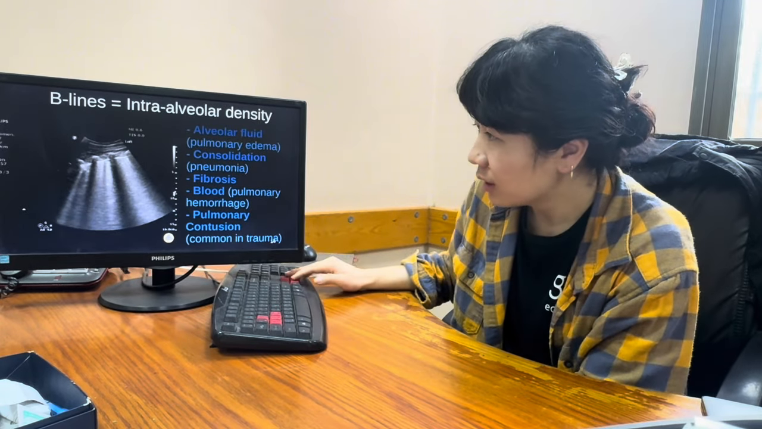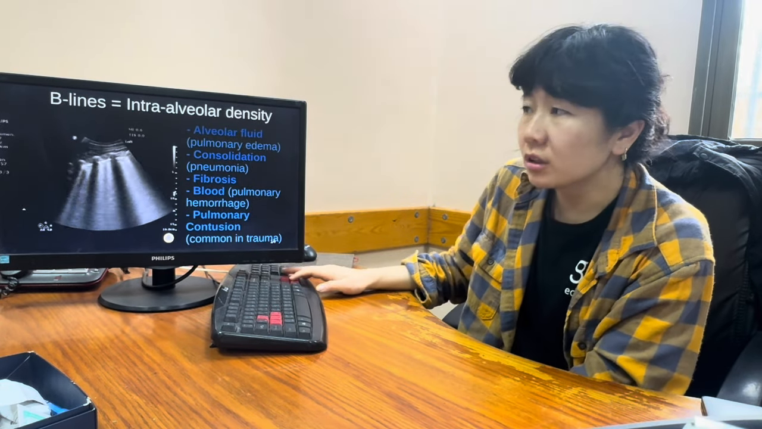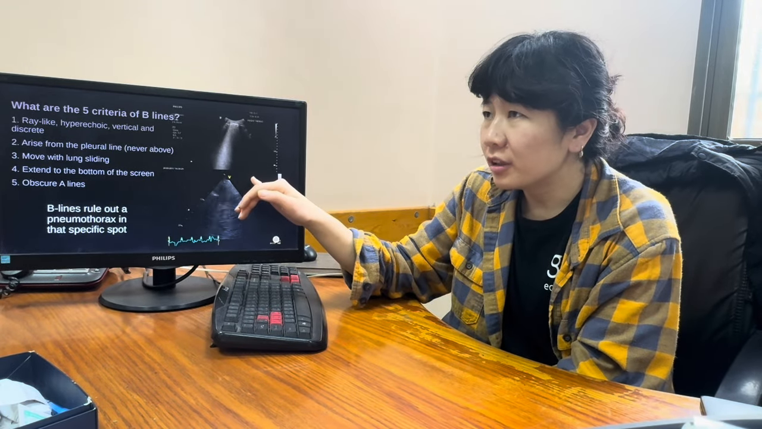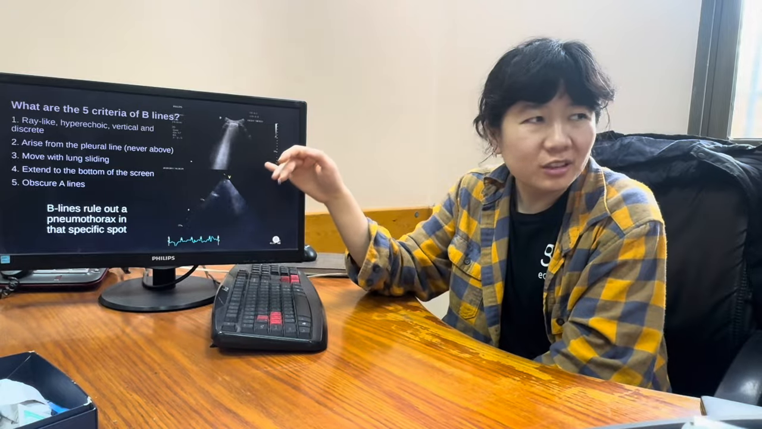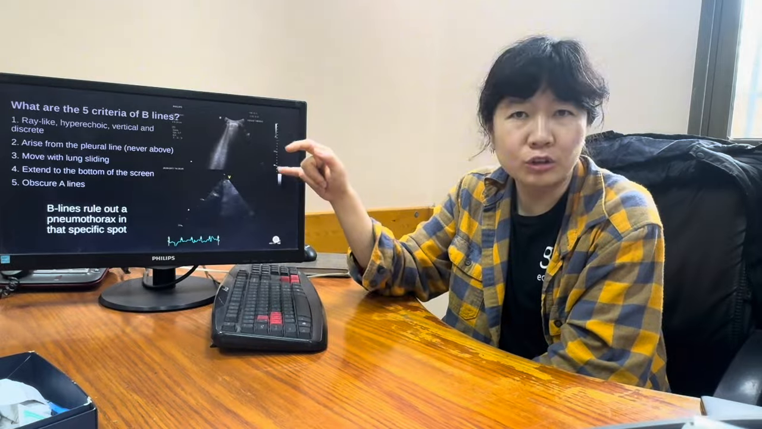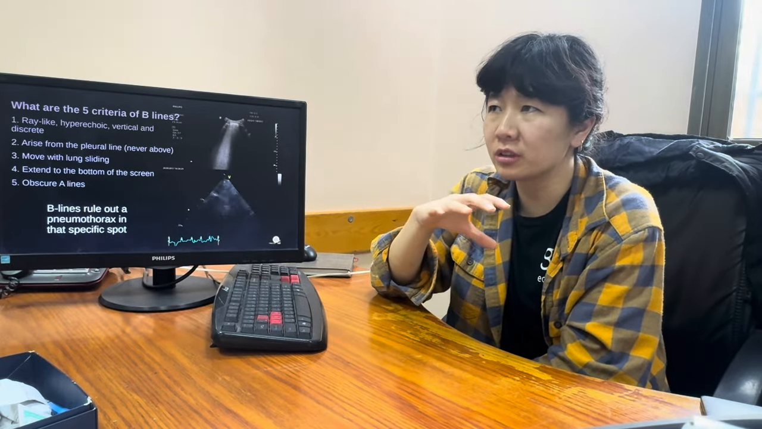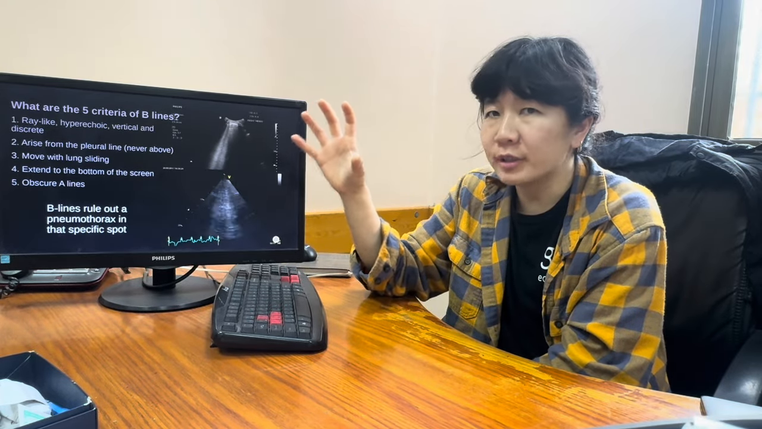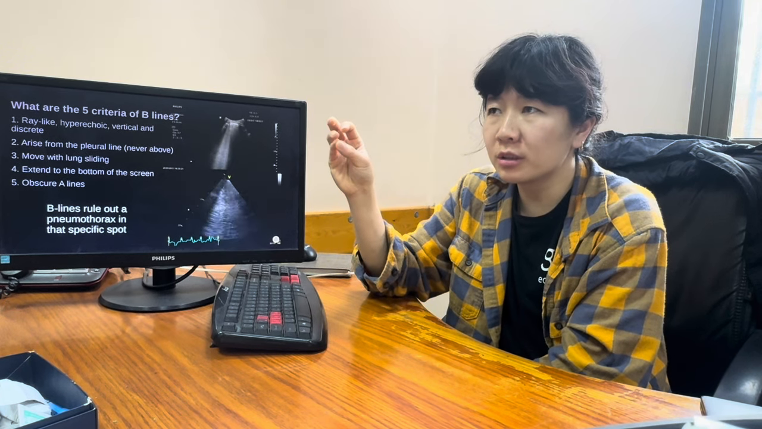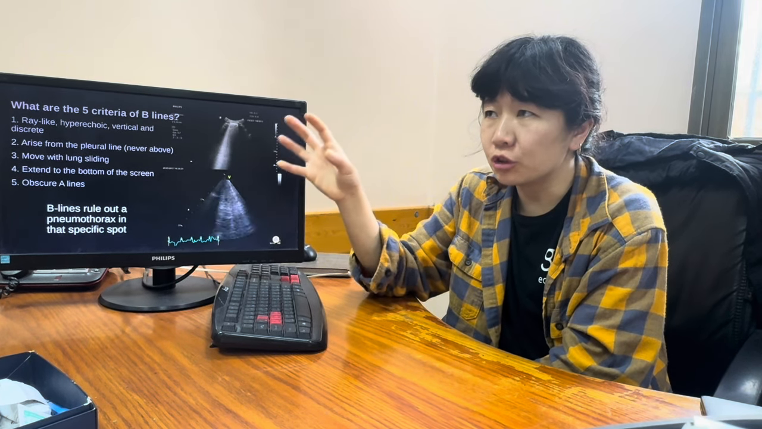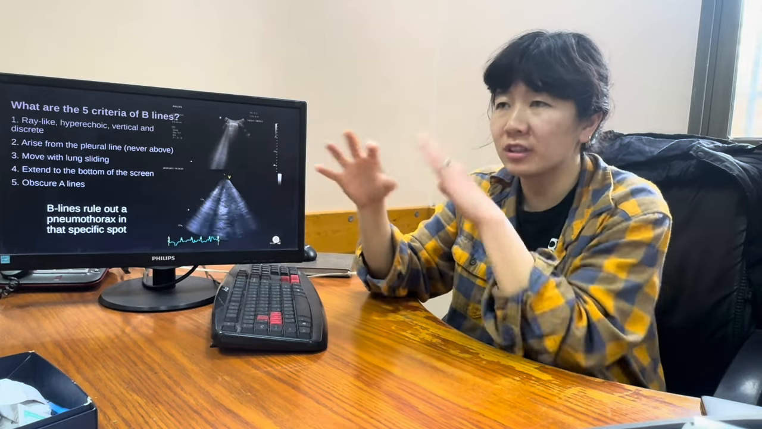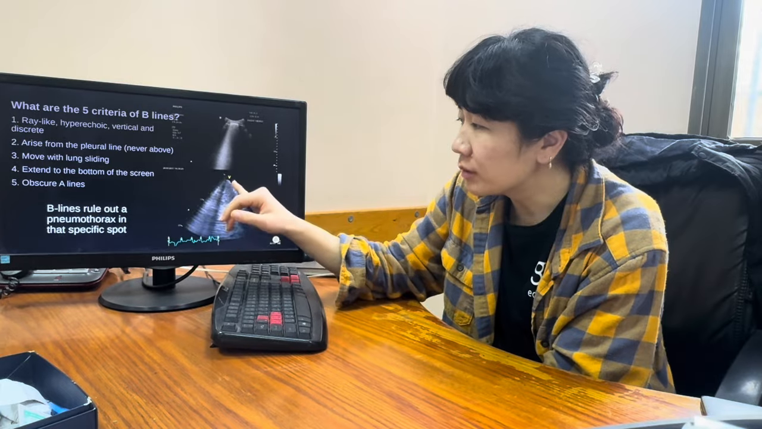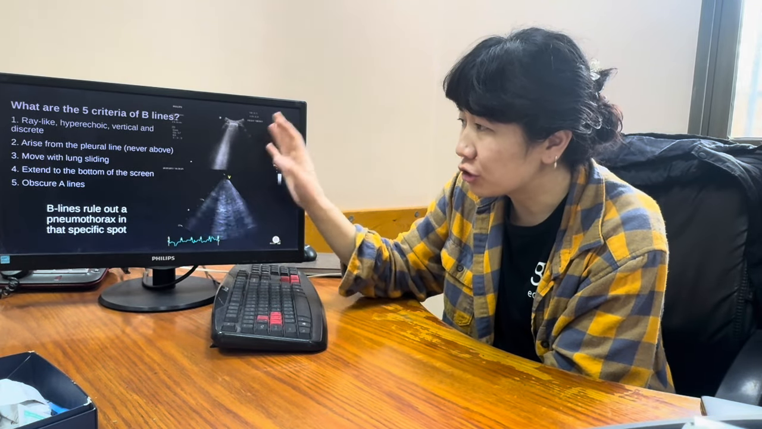One thing that confused me a lot in the beginning is why pulmonary edema creates B lines, and then a pleural effusion or a hemothorax, which is also fluid, looks completely different. And the main thing is that the B lines are created from intra-alveolar fluid or intra-alveolar edema, whereas an effusion or hemothorax is outside of the lung. Exactly.